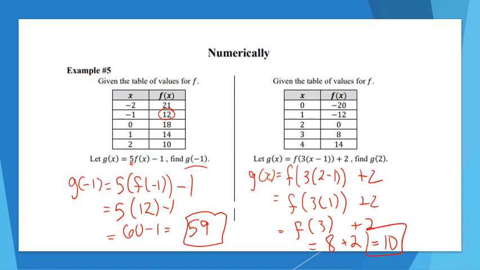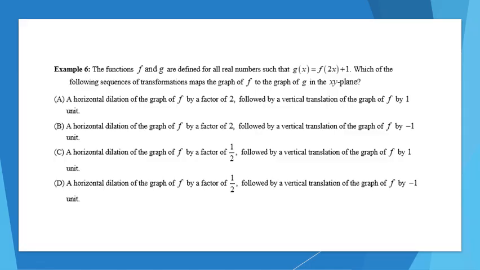All right. Now, example number 6. The functions f and g are defined for all real numbers, such that this is the transformation. Which of the following is true? So I see that plus 1. That's going to move it up 1. So a vertical translation of plus 1. So we can eliminate B and D.